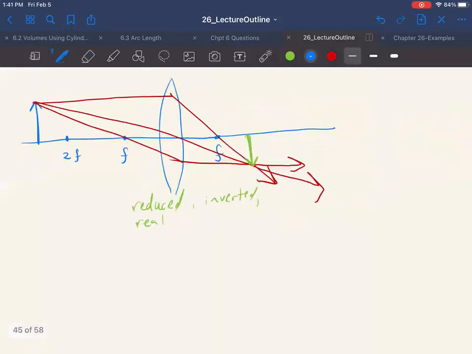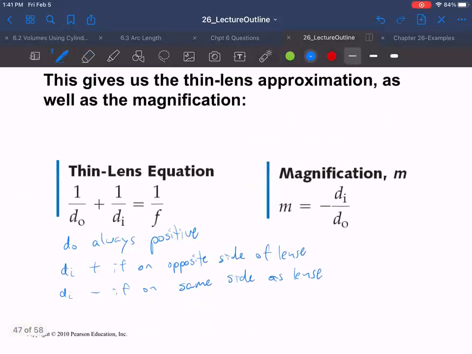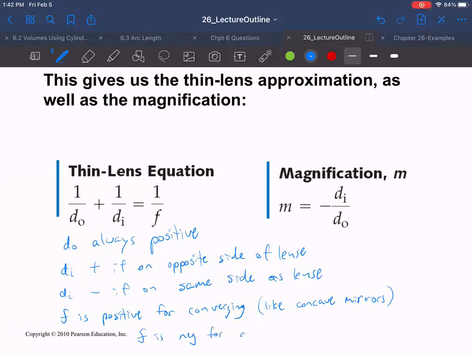Okay, good. So in order for this equation to work and not have to memorize, we have to make that little change there. That also means for converging lenses, F is positive, just like concave mirrors. And F is negative for diverging lenses, like convex mirrors.